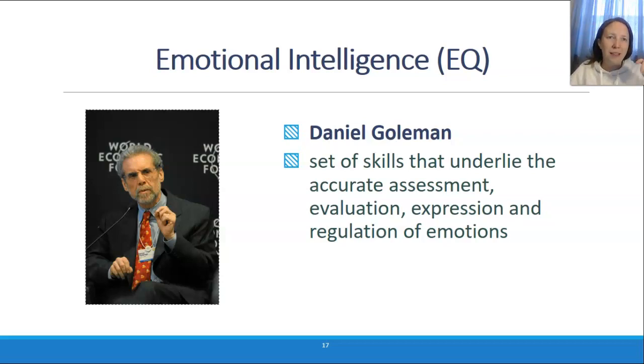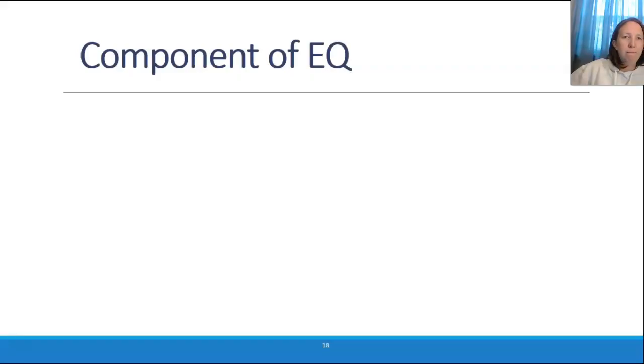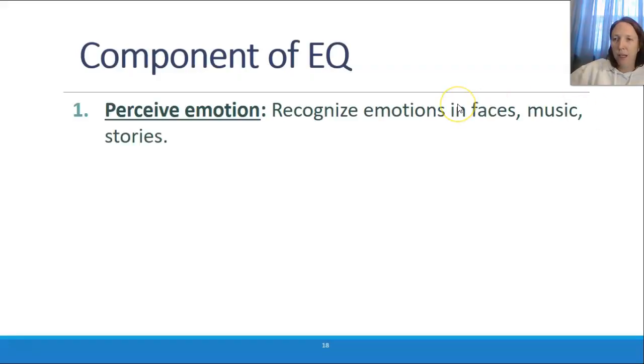We'll go through the components on the next slide, but if you have a high EQ, you're going to have successful relationships. You're going to have a successful career. You're going to be successful parents because you know how to manage people, and that's the most important type of intelligence. He believes the components are perceiving emotion, so recognizing what you're feeling and being able to recognize it in other people.